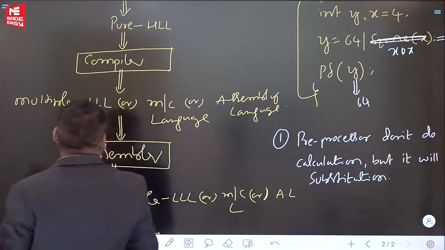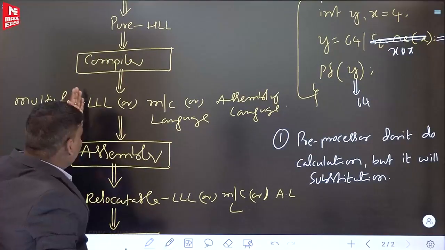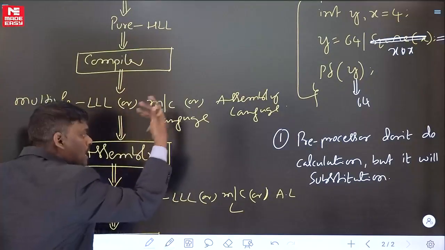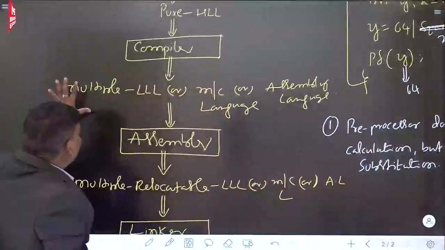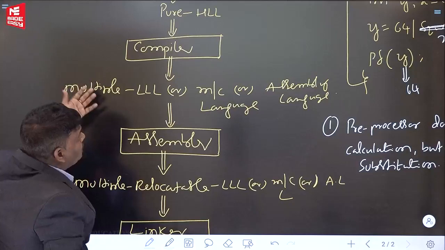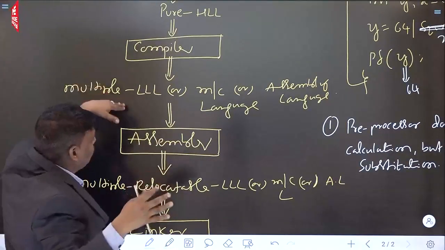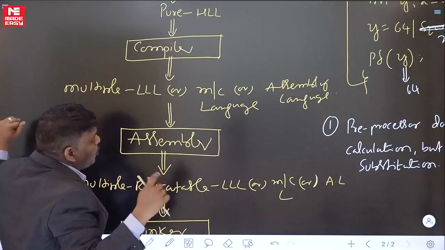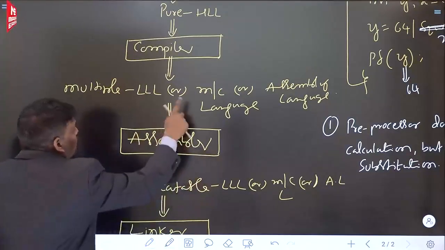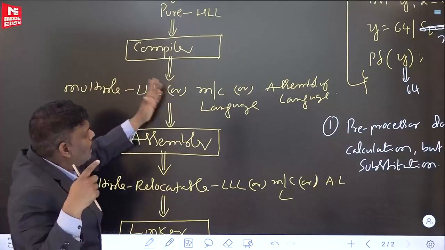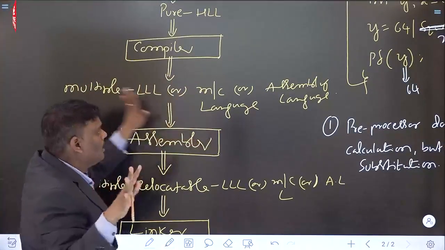It went to the compiler. It will give low level language files, or machine language files, or assembly language files like that. But one thing, multiple files will come. Why? A project contains so many files. A project contains 100 files, and 100 files will be compiled individually. So 100 low level language files or 100 machine language files will come.